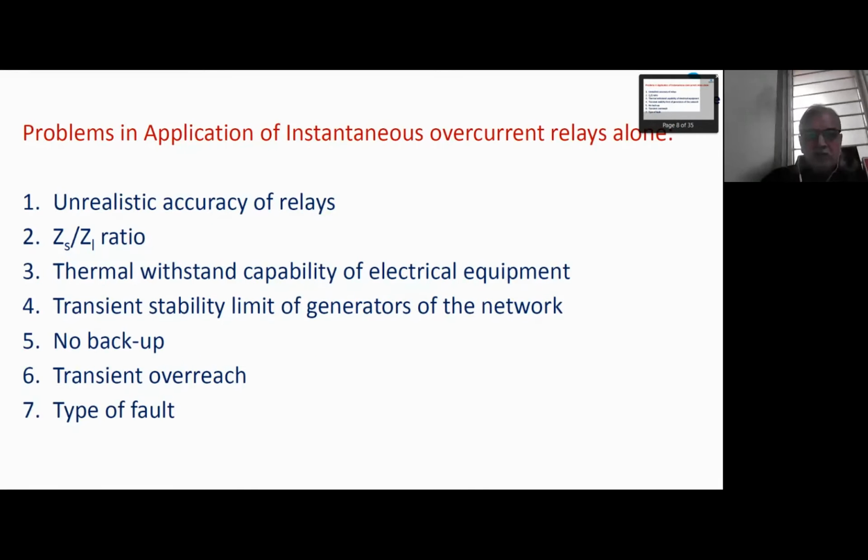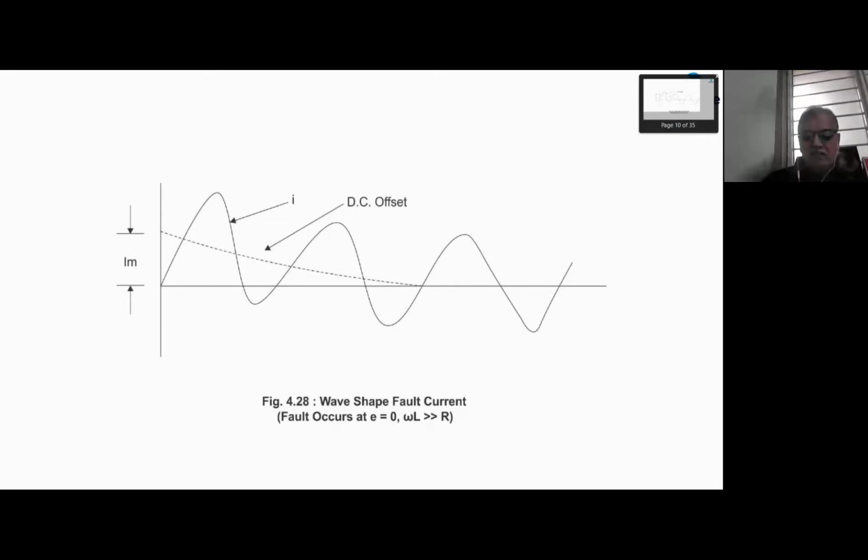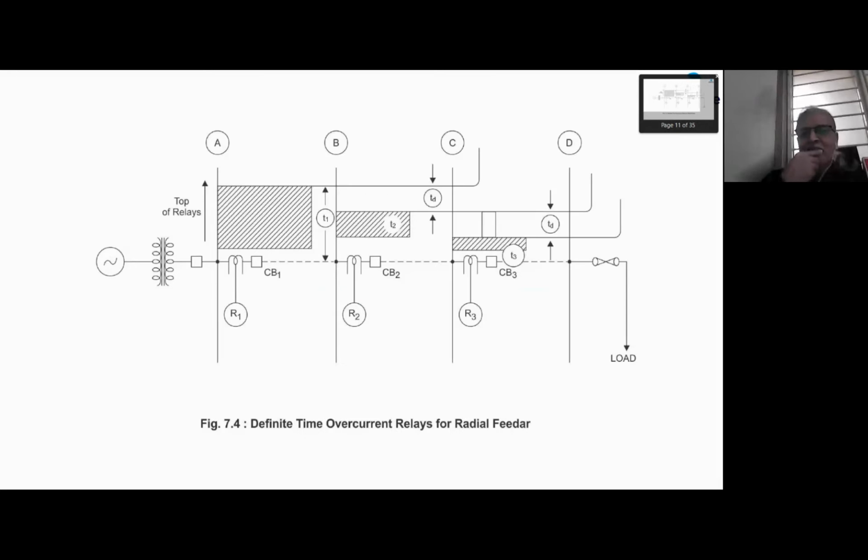But to solve these difficulties, I go for another kind of discrimination, that is time discrimination. I use definite time overcurrent relays. Now, current is not a discriminating quantity. Time is a discriminating quantity. Relay R3 operates after end of time T3. R2 operates after end of time T2, and R1 operates at the end of time T1.